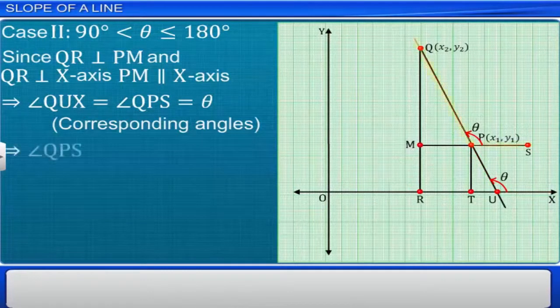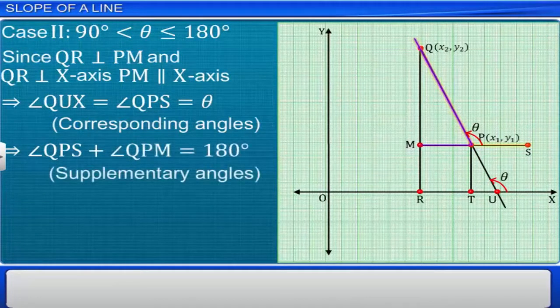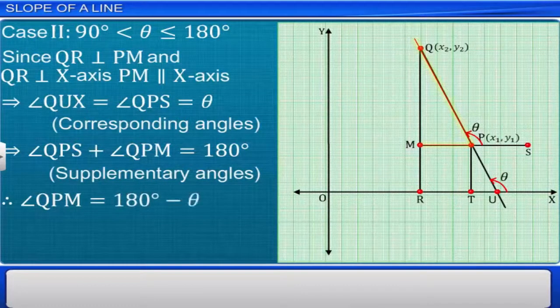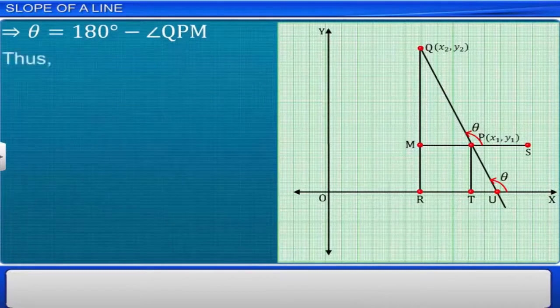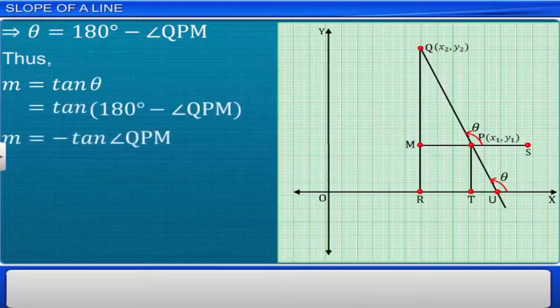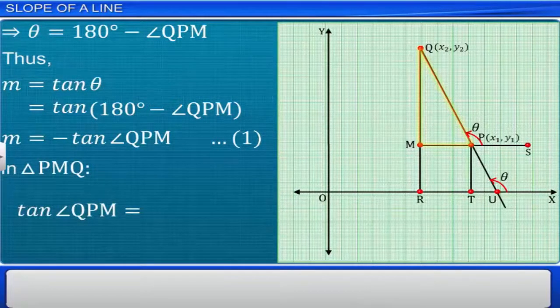Since angle QPS and angle QPM are supplementary angles, and angle QPS is equal to theta, angle QPM is equal to 180 degrees minus theta. We can also say that theta is equal to 180 degrees minus angle QPM. Thus we get slope m of the line is equal to tan theta, which is equal to minus tan of angle QPM. Let this be equation 1. In right-angled triangle PMQ, tan of angle QPM is equal to QM upon PM or QM upon RT, since PM is equal to RT.